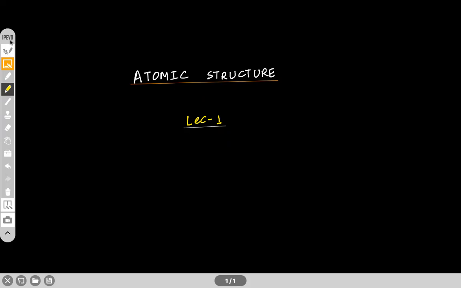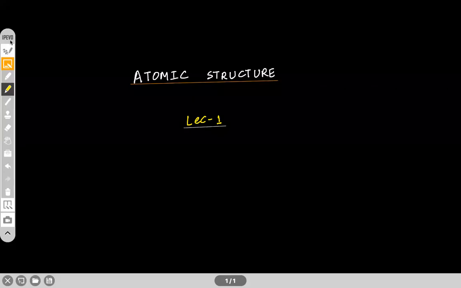Okay, so atomic structure. In this chapter we are going to study about atoms. We already know the definition of atoms. What are the various subatomic particles we have, their discovery. All these things we are going to understand in this chapter.